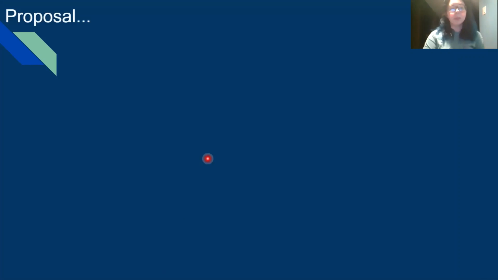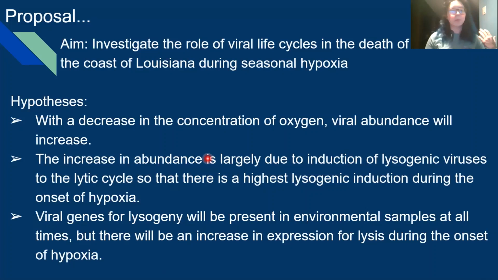So we want to investigate the role of viral life cycles in the death of heterotrophic bacteria off of the coast of Louisiana in this dead zone. We believe that with a decrease in the concentration of oxygen and therefore a decrease in heterotrophic bacteria, viral abundance will increase, which is largely due to the induction of lysogenic viruses into the lytic cycle based off of oxygen stress. So we should see the highest lysogenic induction during the onset of hypoxia. To confirm this, we also want to see if we have viral genes for lysogeny that should be present in all of our samples, but expressed at higher rates during the onset of hypoxia.